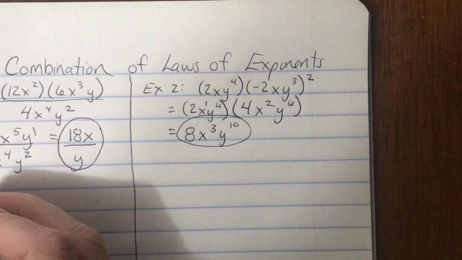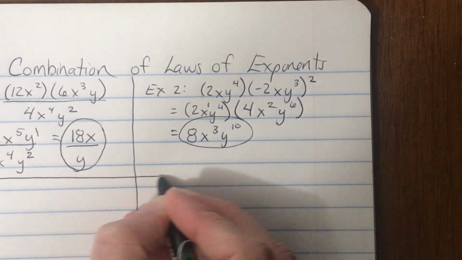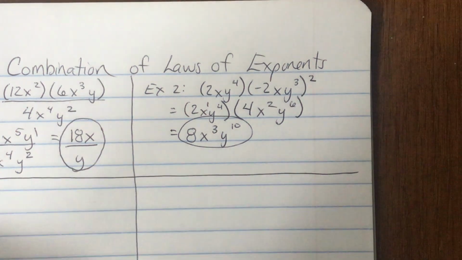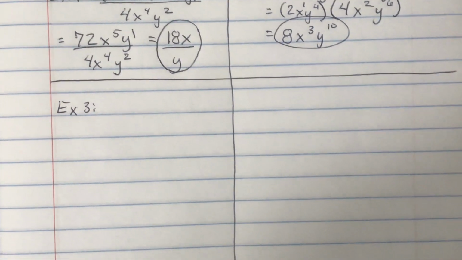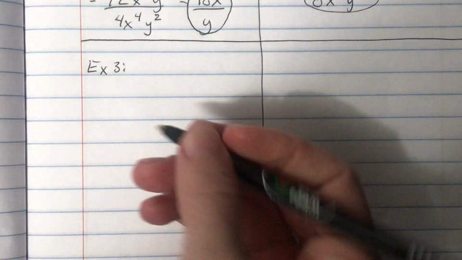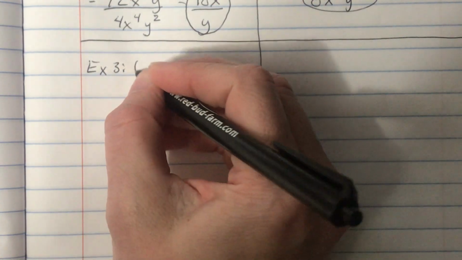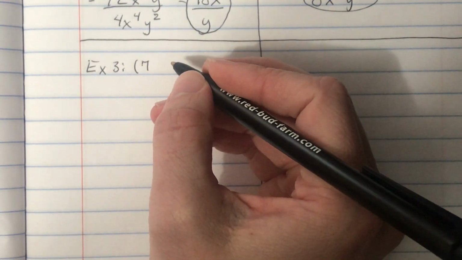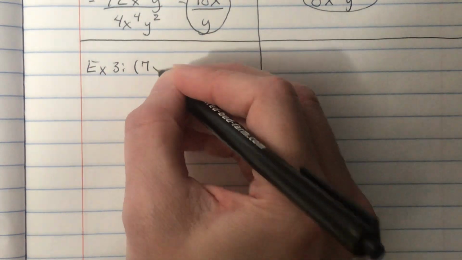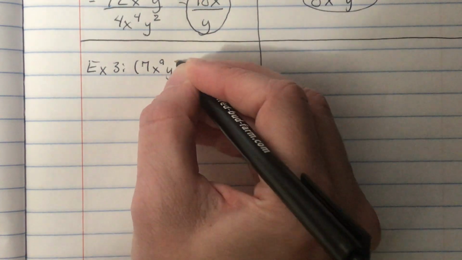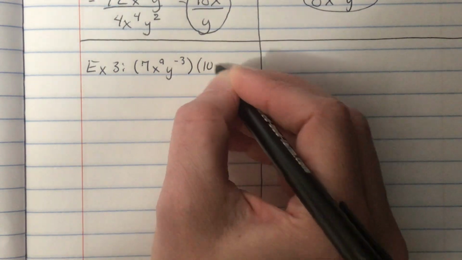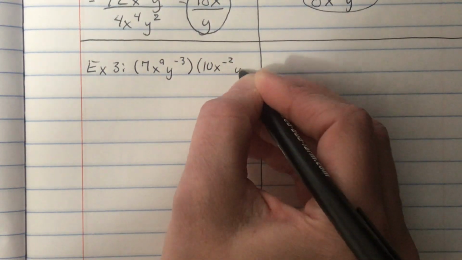And so again, the rules are not going to change, but the way that the problem is presented might change. And so I just want to show you as many examples as I can. There's no way for me to show every single example of every single type of problem that you might see, but I tried to cover as many areas as I could. So parentheses example 3, parenthesis 7x to the ninth, y to the negative third, in parenthesis 10x to the negative second, y.